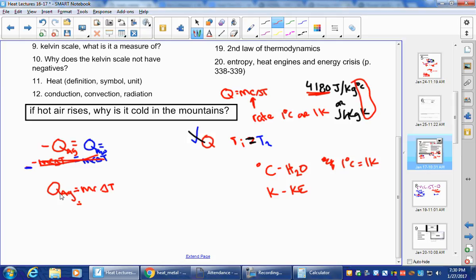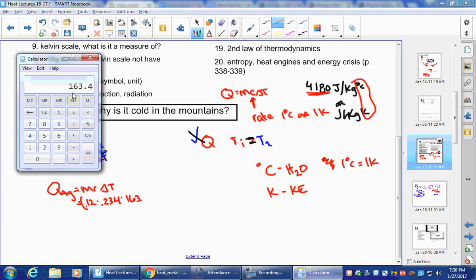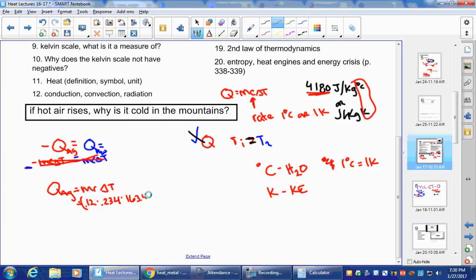We're calculating the heat energy. So the mass was 0.12. The C was 0.234. The change in temperature was 163.4, right? And you calculate that out, you get the heat. And what's interesting about this is that since this guy right here, should I end up with a positive value here? I shouldn't, right? So I did something kind of funny with this, right? I didn't get a negative mass, I don't have a negative specific heat.